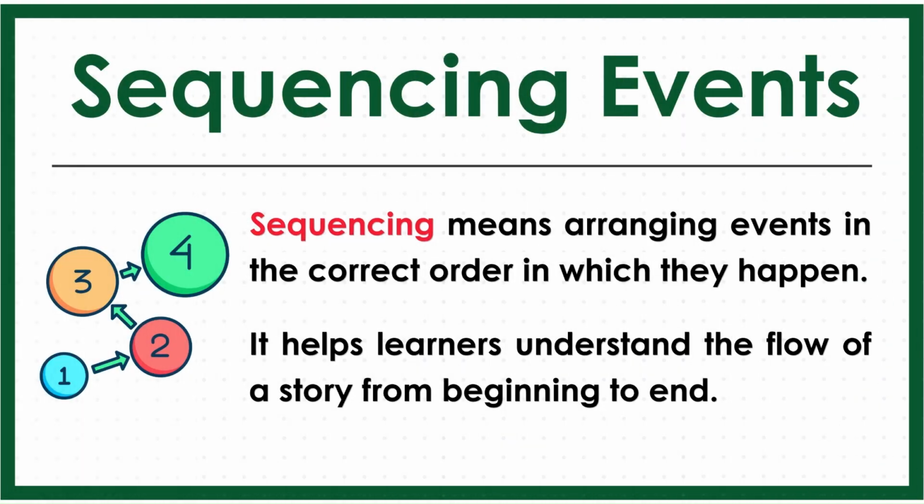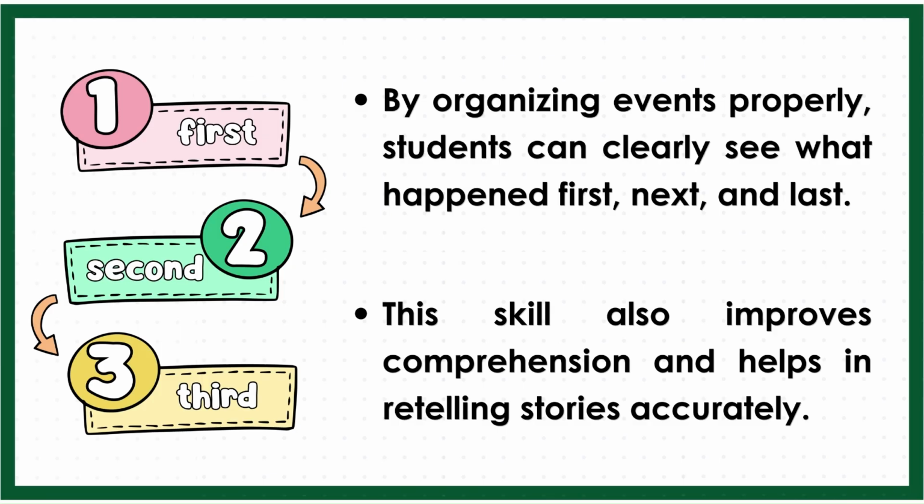Now, what is sequencing events? Sequencing means arranging events in the correct order in which they happen. By organizing events properly, students can clearly see what happened first, next, and last. This skill also improves comprehension and helps in retelling stories accurately.